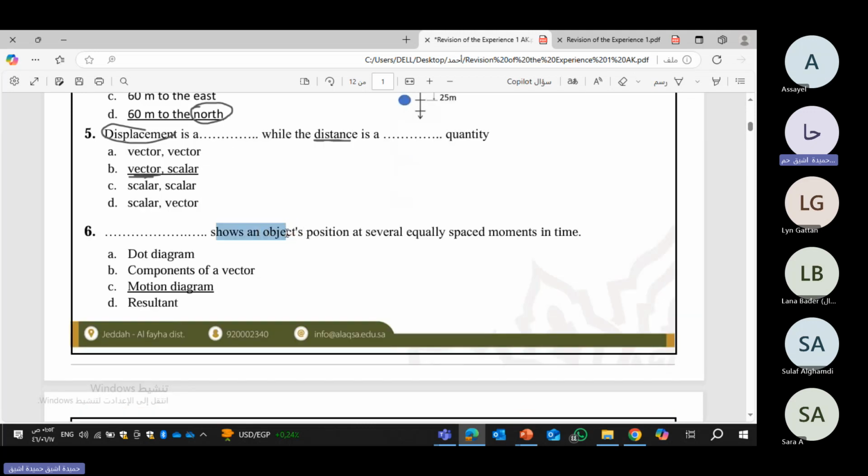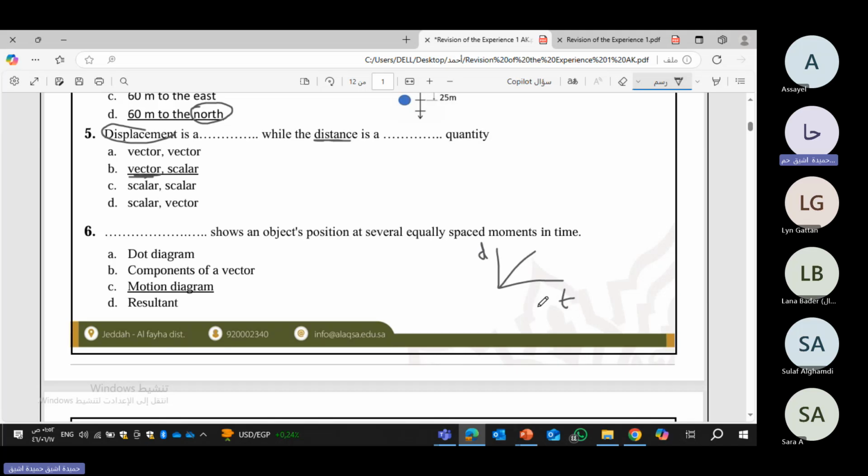Okay, these are definitions. Shows an object's position at several equal spaced moments in time. So this is what we have: position versus time. We call it a motion diagram. So this is a diagram showing us position versus time. Okay, like this. This is displacement, position. This is time. So I can draw whatever I want to draw. We call it a motion diagram.